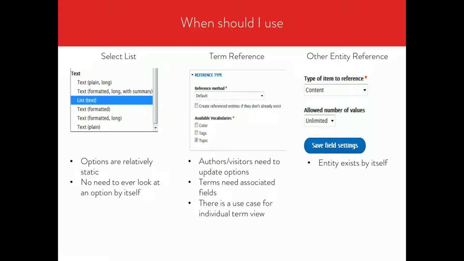So when should I use, this is like the meat of this, right? This is what everybody actually came here for. I have to make a decision as a site builder. I've got a thing where I need a list of stuff. Should I make it a select list?